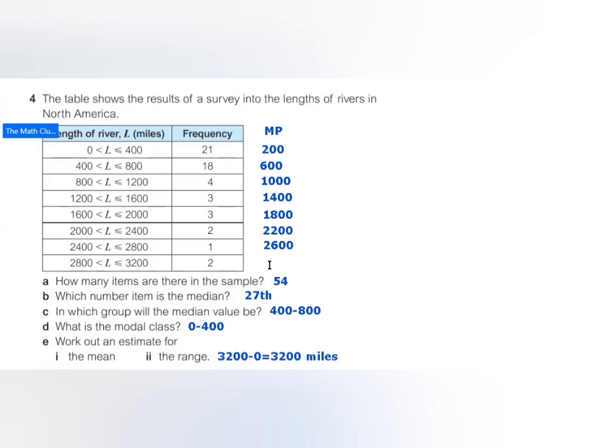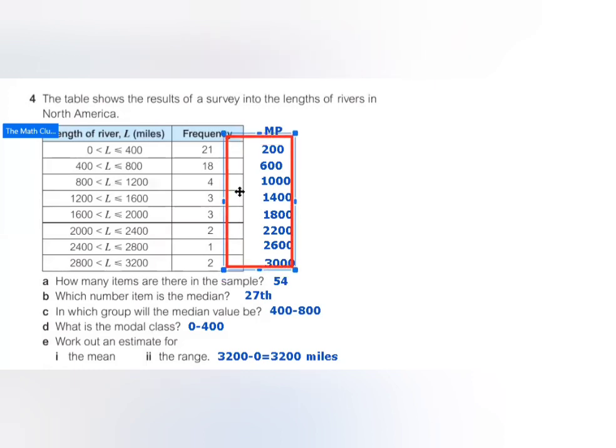And the last one that I have is 2800 plus 3200. So 2800 plus 3200, and then I divide them by 2, I'll get 3000. Now after finishing this step, we found all the midpoints for all the classes. So these are the midpoints for all the classes.